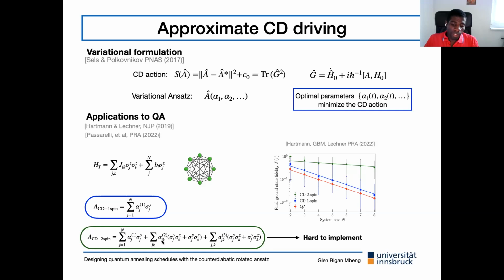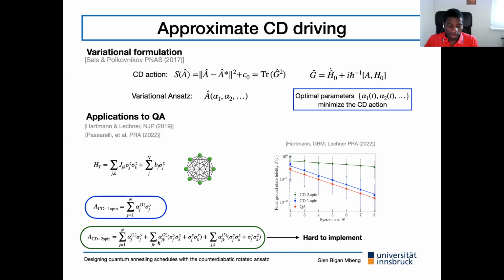To get an advantage in scaling, we find that it's necessary to consider further terms in the gauge potential. One can, for example, generalize the ansatz and consider also terms with two spins. And this indeed gives a better result in the performance of the algorithm. It also seems to give a better scaling of the final fidelity with respect to the size of the system.